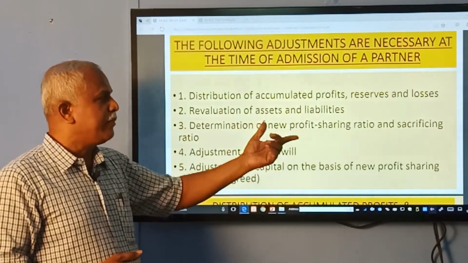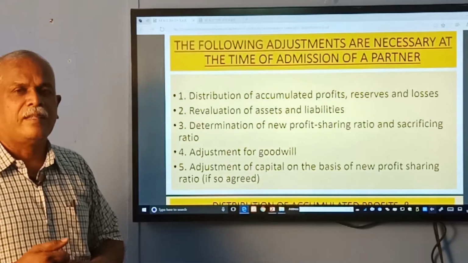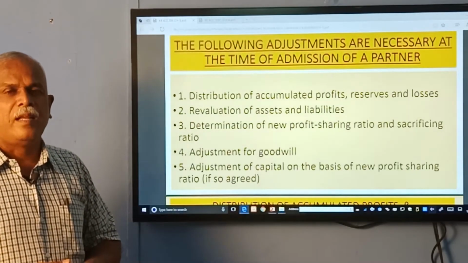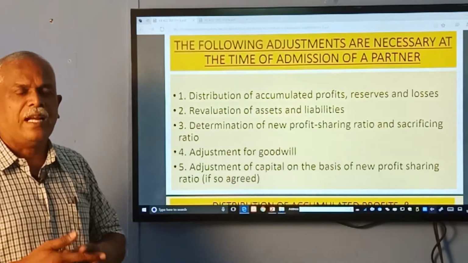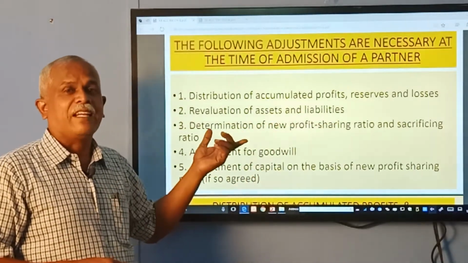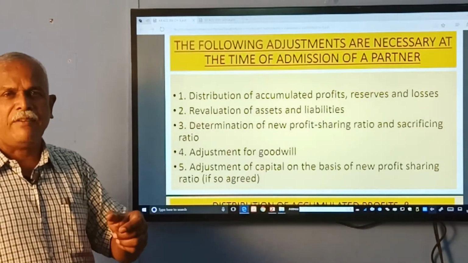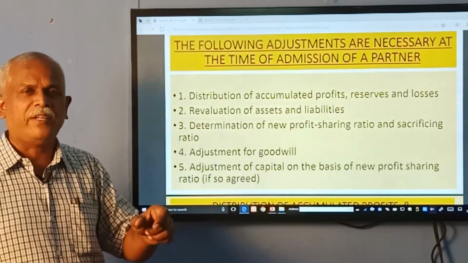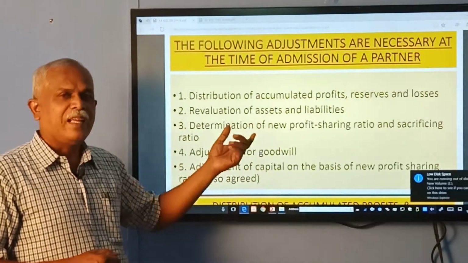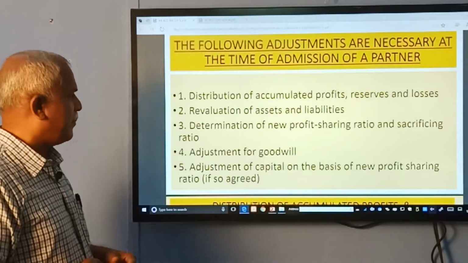Determination of new profit ratio and sacrificing ratio. When a new partner is admitted, the composition of the partnership changes, or you can say the partnership is dissolved and a new partnership is formed. So, we have to find out the new ratio and the sacrificing ratio. Sacrificing ratio is nothing but the existing partners sacrificing a part of their profit in favor of the incoming partner. That ratio has to be calculated: how much each old partner has to contribute in favor of the new partner.